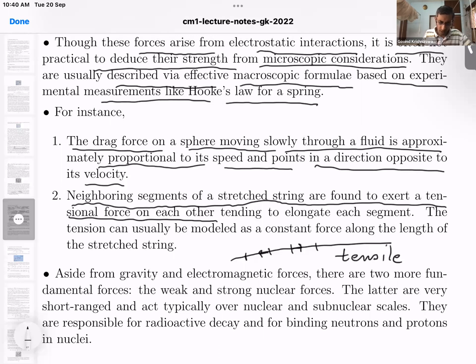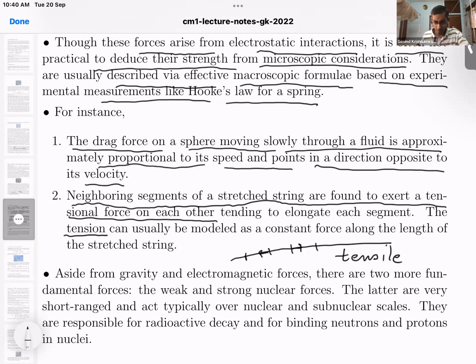So it's called a tension. Tension has units of a force. It's just a force, but this is a tensile force. And in many cases, it can be approximated to be a constant, depending on the material of the string and how tightly it has been tied, and so on. So that's an example of a tensile force.